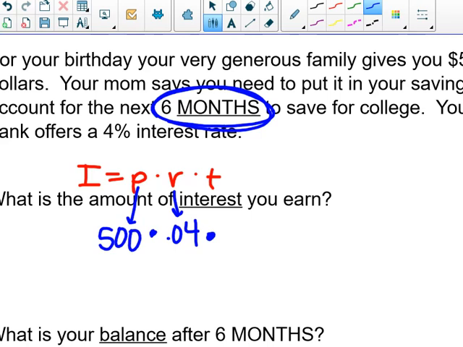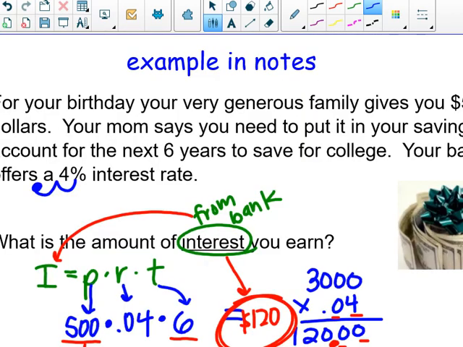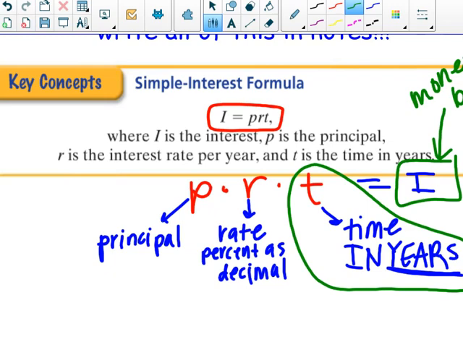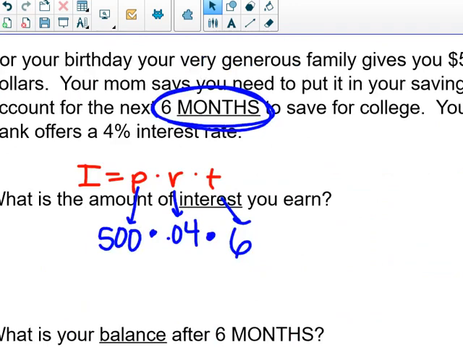Now, I can't put 6, though it said 6 months, because I wrote down that T is time in years. So if I write a 6 in this spot, that means 6 years. Now, how much is 6 months of a year?